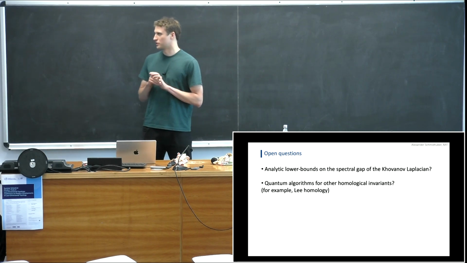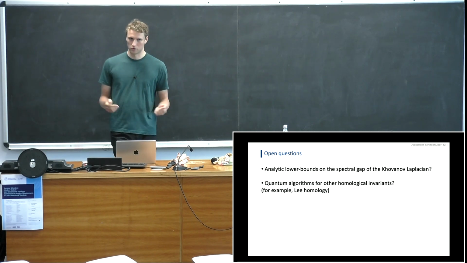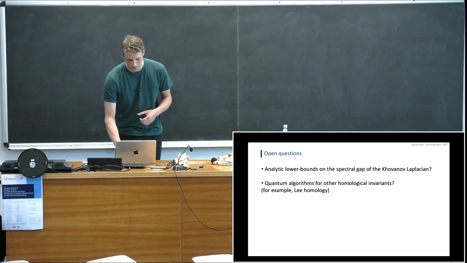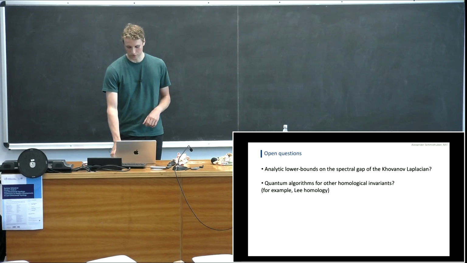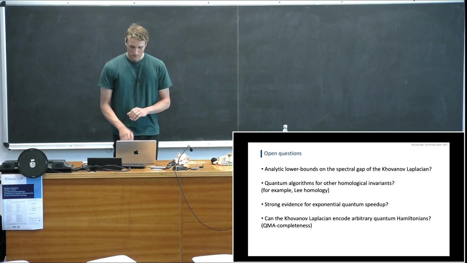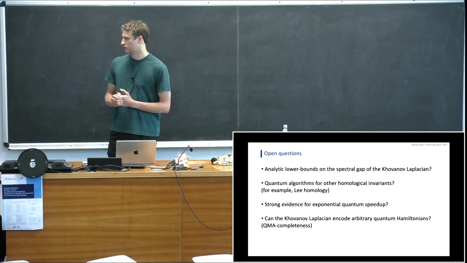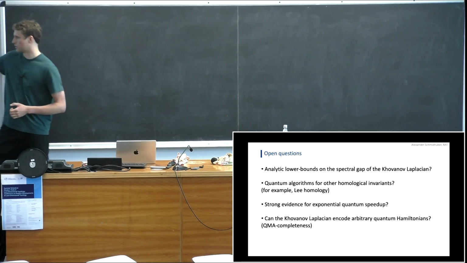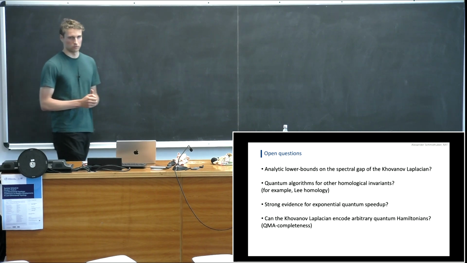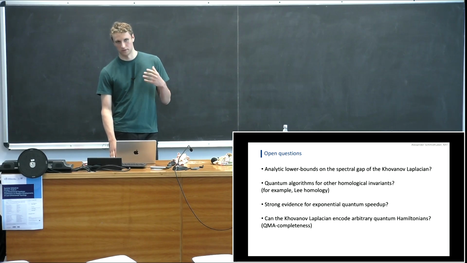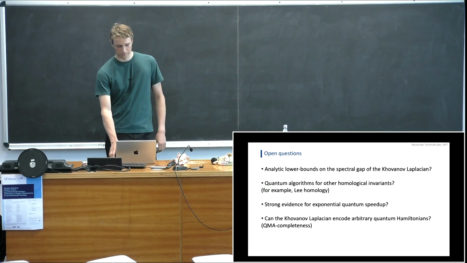Other open questions are, of course, these same ideas can be used for other homologies, as I said, and it would be interesting to try them for other homological invariants that appear for knot invariants, or other invariants that are of interest to topologists, like Lie homology. There are technical questions that we, from the quantum information theory community, are very interested in, for example, can an arbitrary quantum Hamiltonian be encoded into the Khovanov Laplacian of some knot or link, which would imply complexity theoretic statements like QMA completeness, if you know what that is.